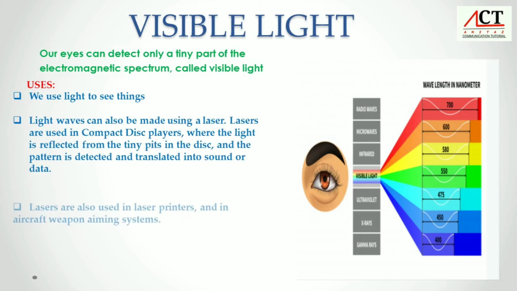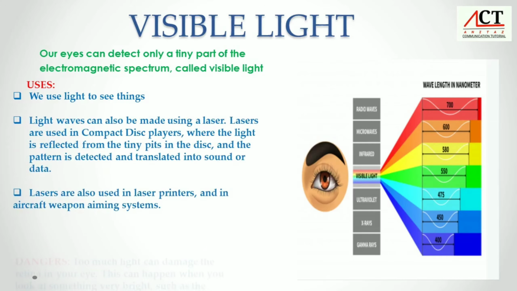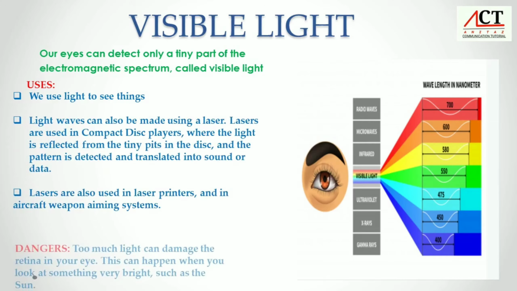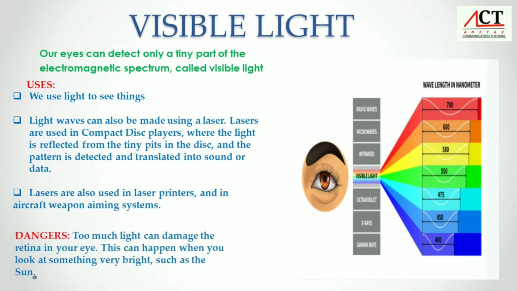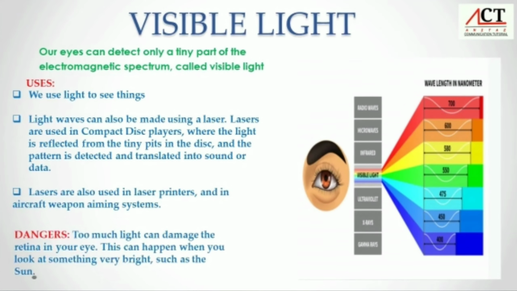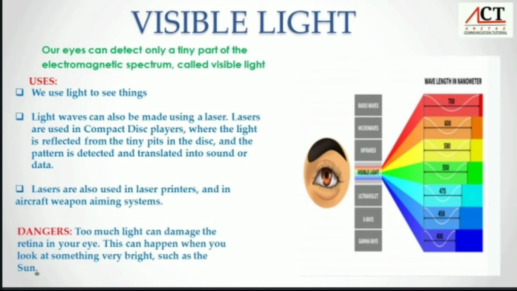Light waves can also be made using lasers. Lasers are used in compact disc players. Also, they are used in laser printers. The dangers of visible light is that too much of light can damage the retina of our eye.